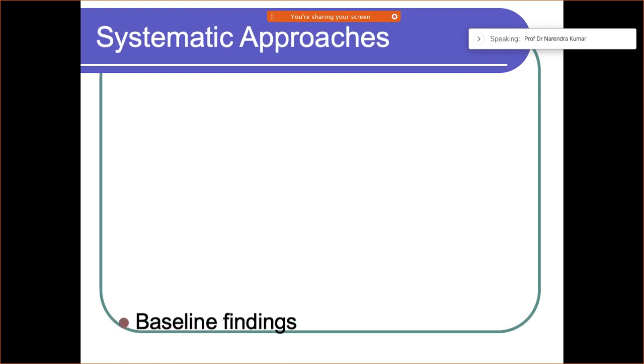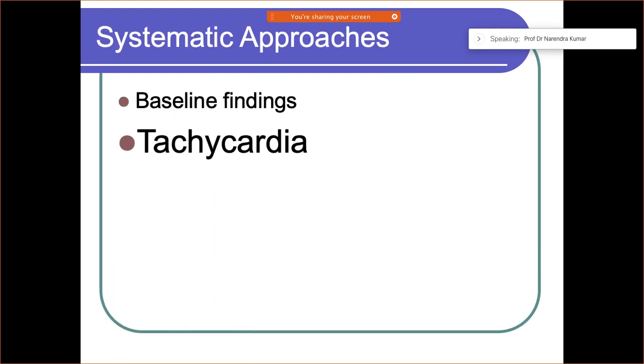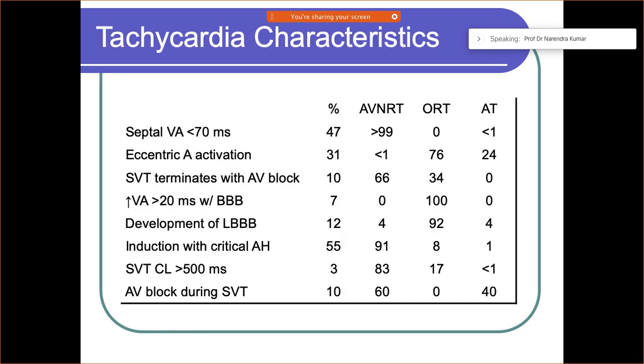So now coming to what are the things which we can do during the tachycardia. During the tachycardia, we already explained that if the septal VA interval is less than 70, most commonly it will be AVNRT. If the eccentric atrial activation is present, highly likely it will be orthodromic reentry tachycardia. And these characteristics, we have already said earlier.